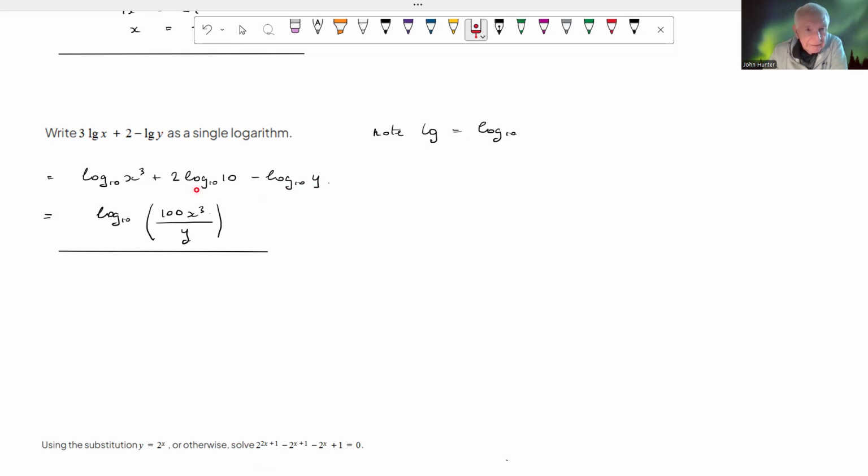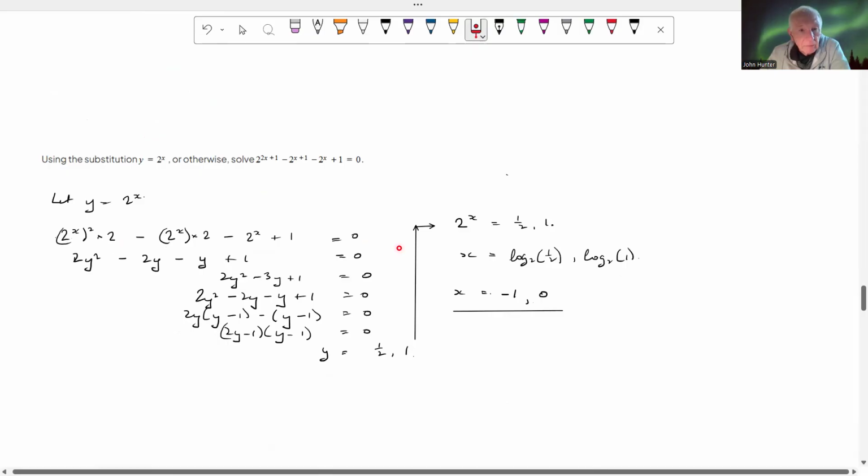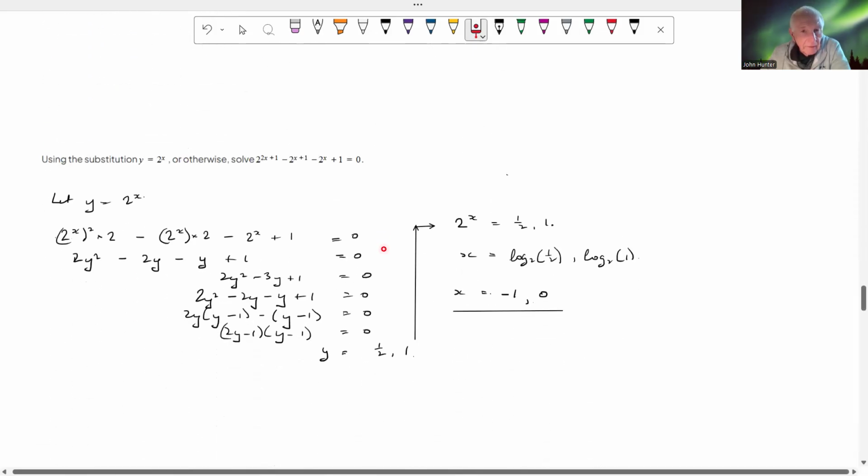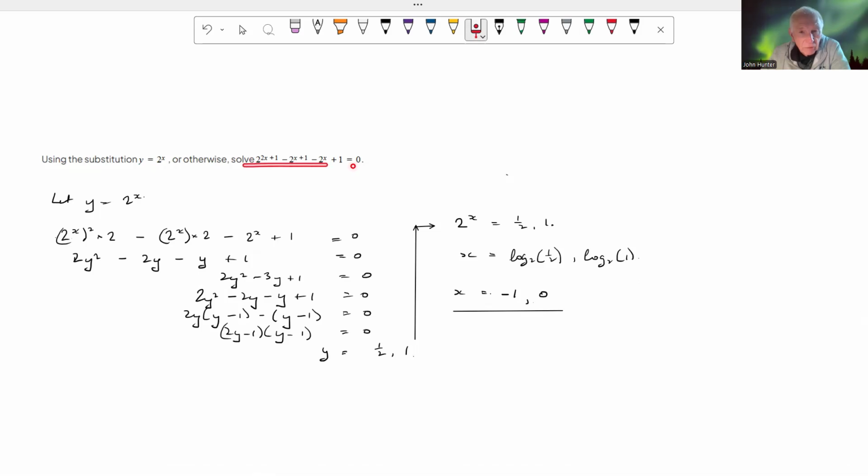So now we've got another step here. Obviously, we're going to apply that to the argument. So that's 10 squared. Then we can put these three into a single argument: x cubed times 10 squared, 100 x cubed divided by y, log base 10. Okay, that's a single logarithm. Right, just have a look at that if you're not sure.